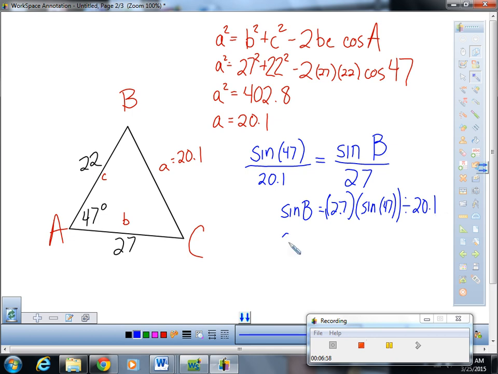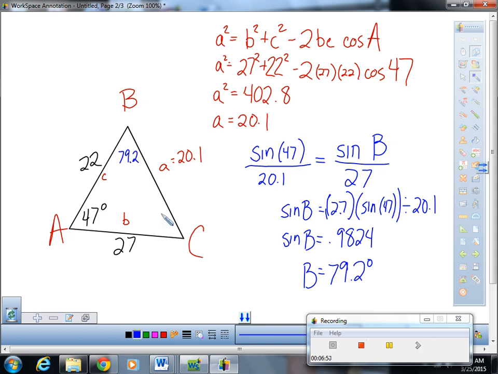So I get sine of B, this is a big number, is 0.9824. Let's take the sine inverse of both sides. And you get B is 79.2 degrees. So now I know this is 79.2.